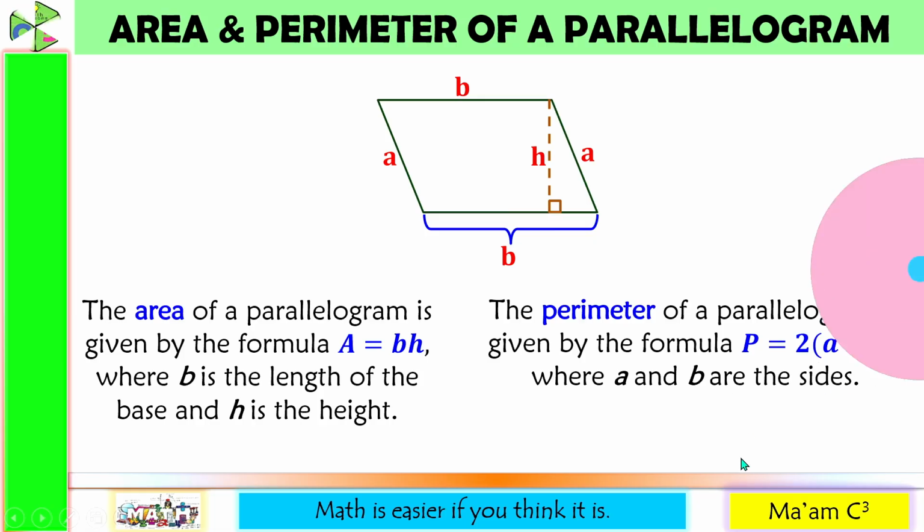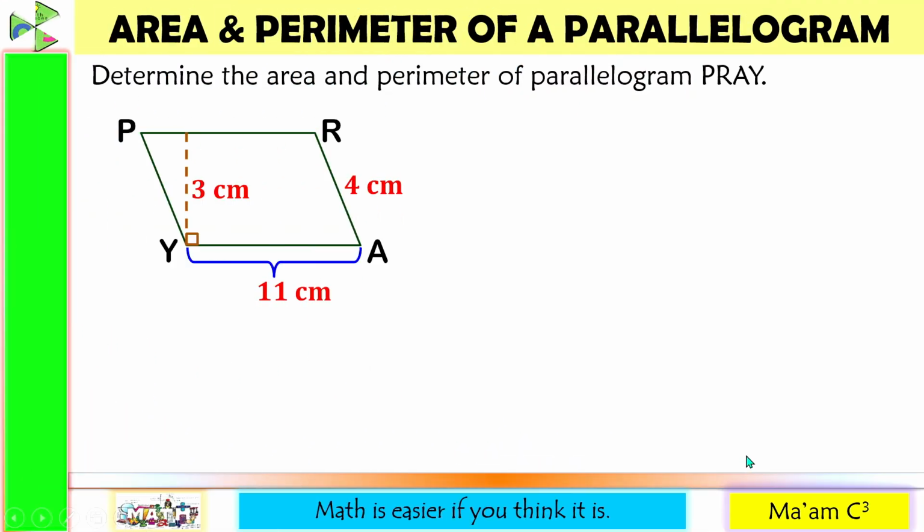Let's have an activity about this. Determine the area and perimeter of parallelogram PRAY. The base is 11, the other side is 4 cm, and the height measures 3 centimeters. Let us recall the formula for the area, and that is equal to base times height. Let us substitute. Our base is equal to 11, and our height is equal to 3.